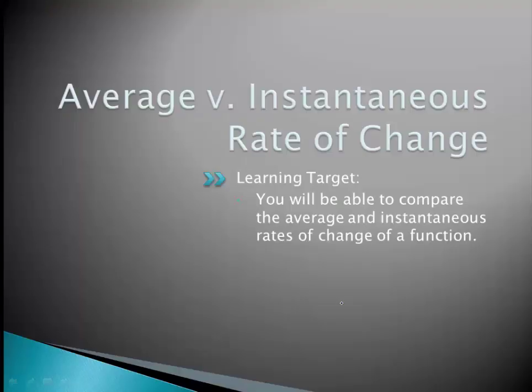We're going to talk about average rate of change versus instantaneous rate of change. By the time this lesson is over, you'll be able to compare the two together and differentiate between an interval rate of change and a one spot rate of change.